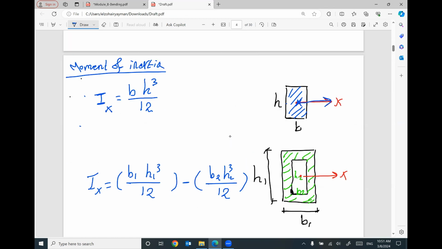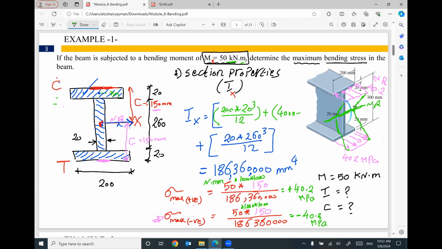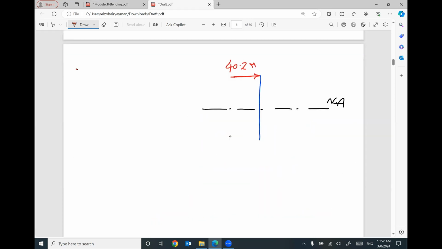Or we have a different scenario. You can represent your cross-section as this line and your neutral axis at the mid-height. This is the centroid, the neutral axis. I have maximum compressive stress at the top, 40.2 megapascal. I have maximum tensile stress at the bottom, 40.2 megapascal. And this stress is 0 at the neutral axis. So I can connect between the stress at the bottom and the stress at the top. This is the compressive stress, and this is the tensile stress. This is the best way to draw stress distribution.